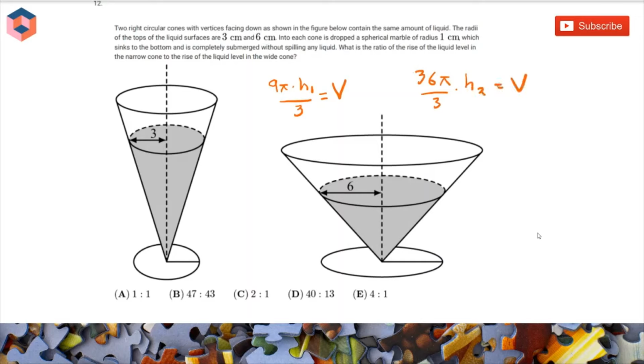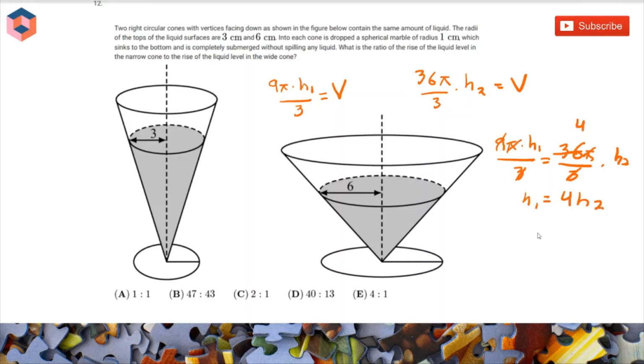Well, we can use a clear substitution technique here. Since both the V's are equal to each other, their counterparts, or whatever they're equal to, are equal to each other. So 9 pi times h1 over 3 is equal to 36 pi times h2 over 3. This 3 cancels out, this 9 cancels out to leave a 4 here, and this pi cancels out. So we're left with h1 is equal to 4 times h2.